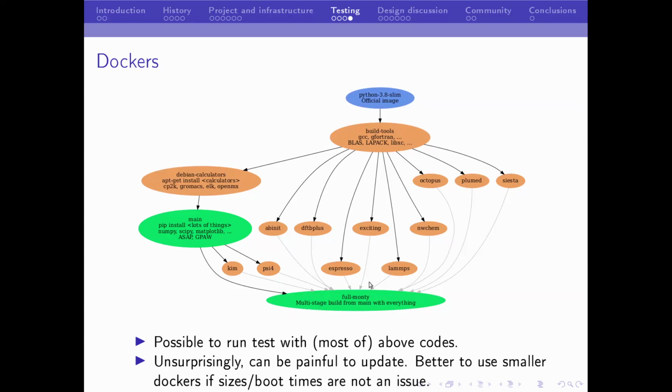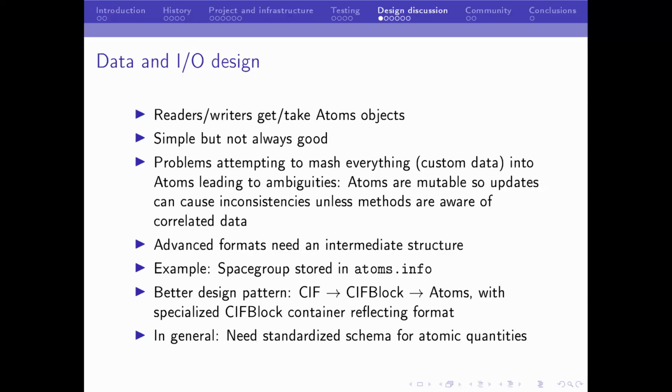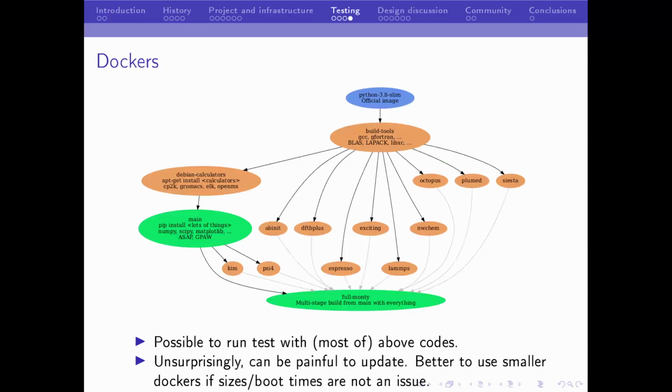So the current situation is that we have this full Monty Docker where all the calculator tests run. And okay, so I'm going to change a little bit now. Maybe I should ask if there are any questions so far or comments.